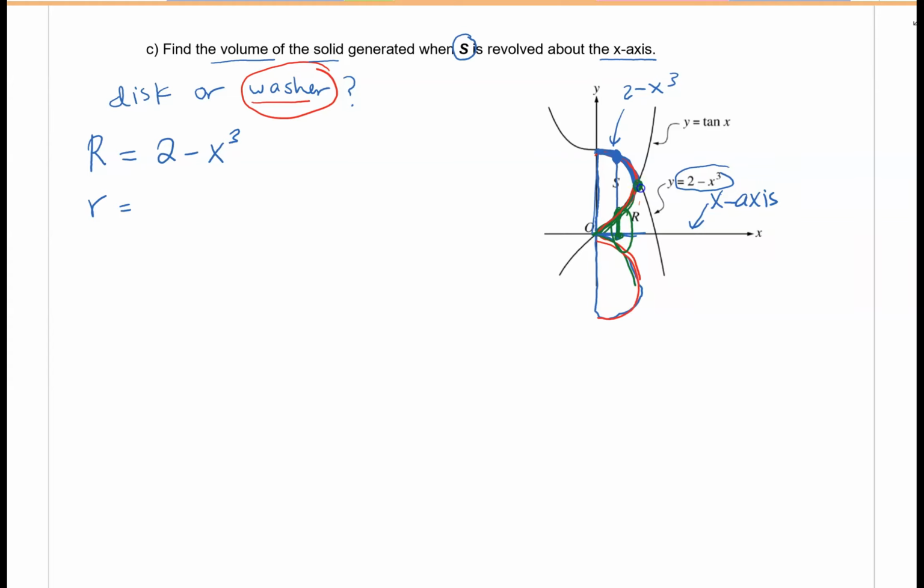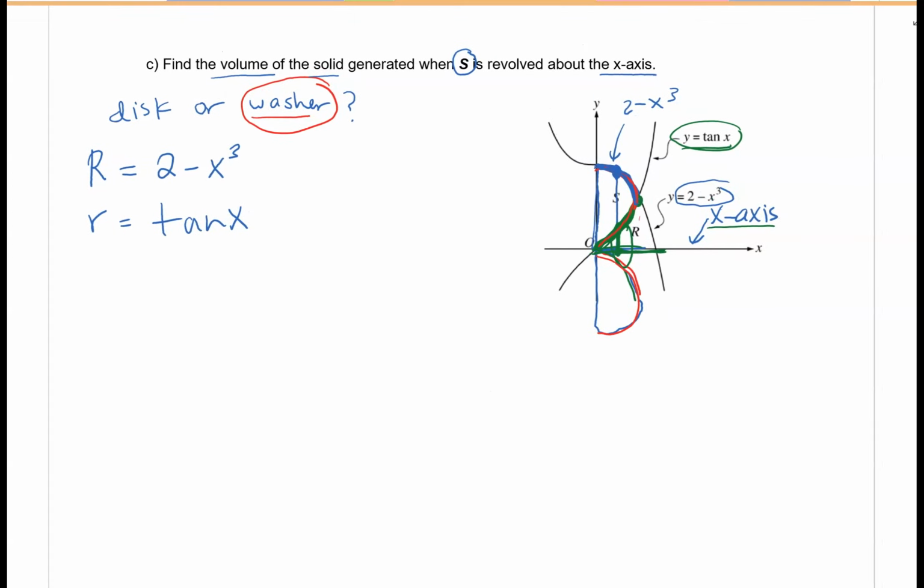But it's always the distance from the boundary of the region that's closer to the axis of revolution. So in this case, it's the y equals 10x graph. That vertical height, the distance from the graph y equals 10x to the axis of revolution, which is the x-axis, is our shorter radius. Okay, so now I have my two radii.